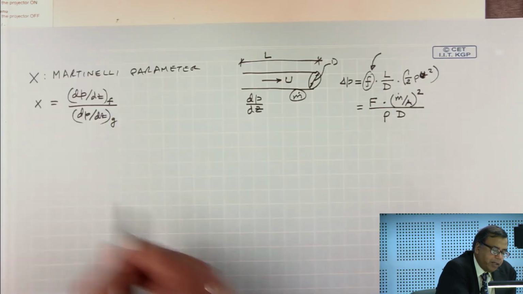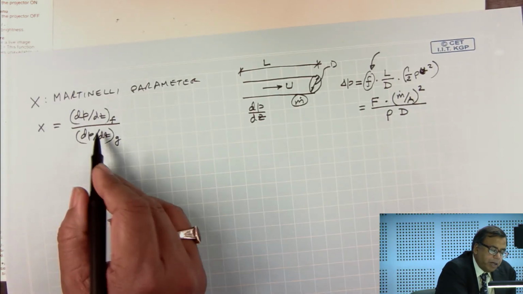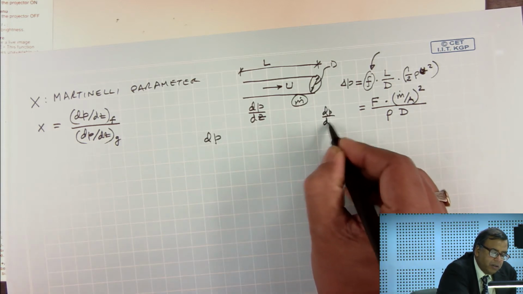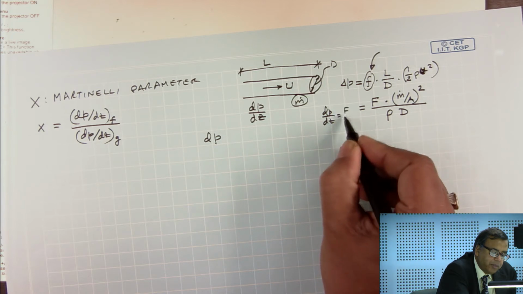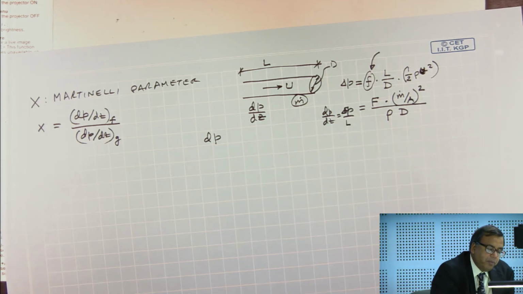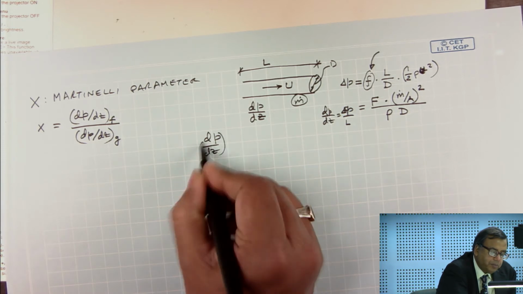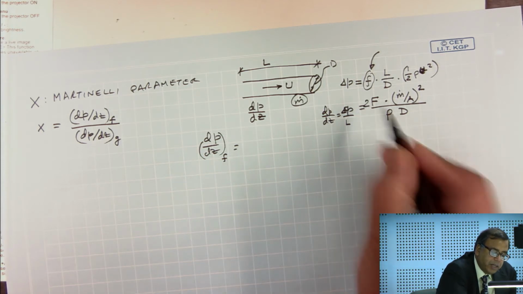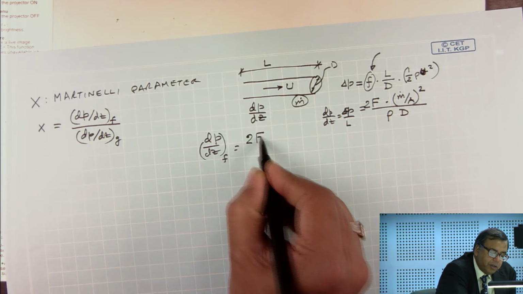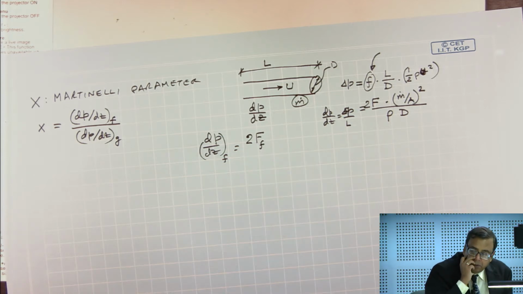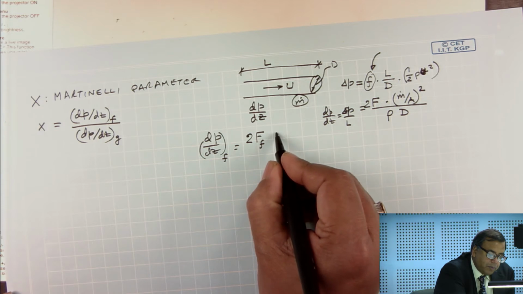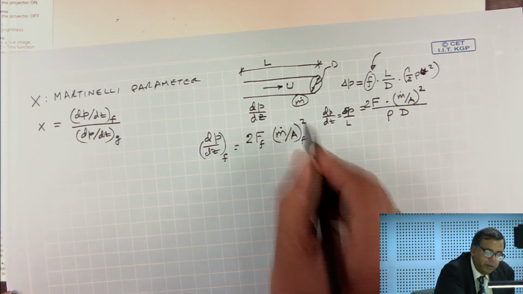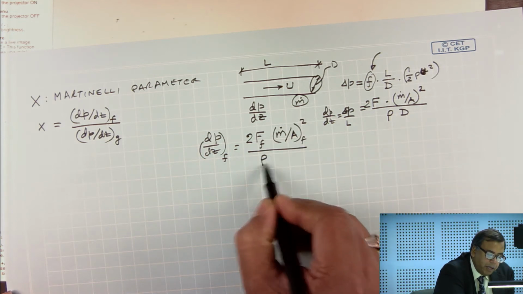Okay. So, if I apply that equation here for the Martinelli parameter, my dp dz, I am sorry, delta p by L, right. Okay. So, my dp dz for the fluid side will be equal to, and there will be a factor of 2, I missed that. So, that will be 2 times the friction factor associated with the fluid times the m dot by A for the fluid squared divided by rho f times d.